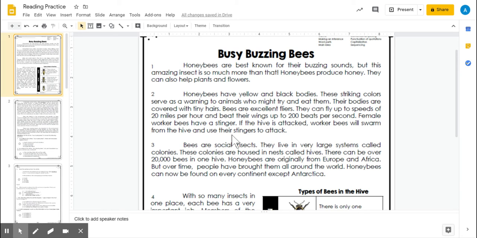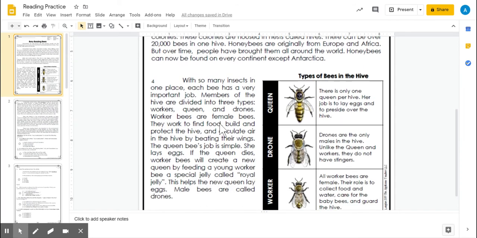Female worker bees have a stinger. If the hive is attacked, worker bees will swarm from the hive and use their stingers to attack. So those are the first 2 paragraphs. So you're going to continue on.